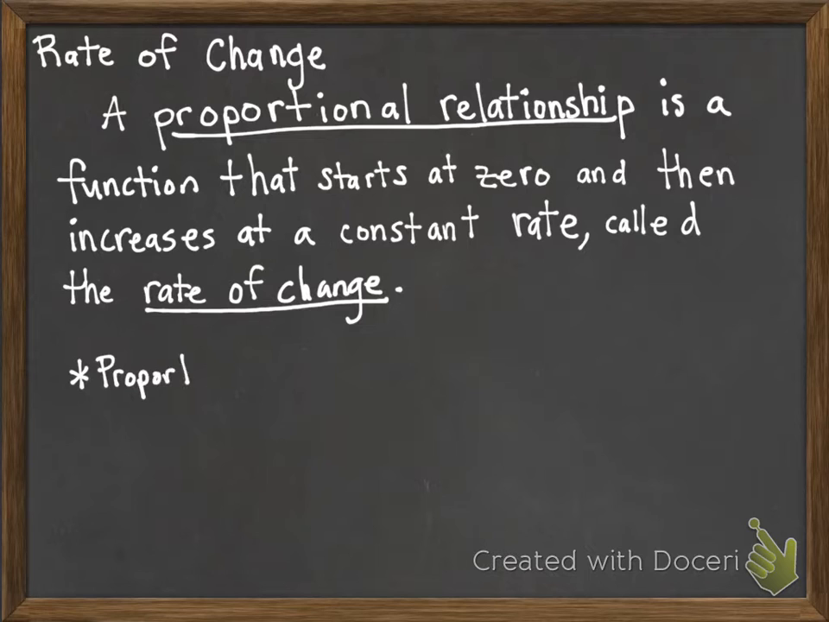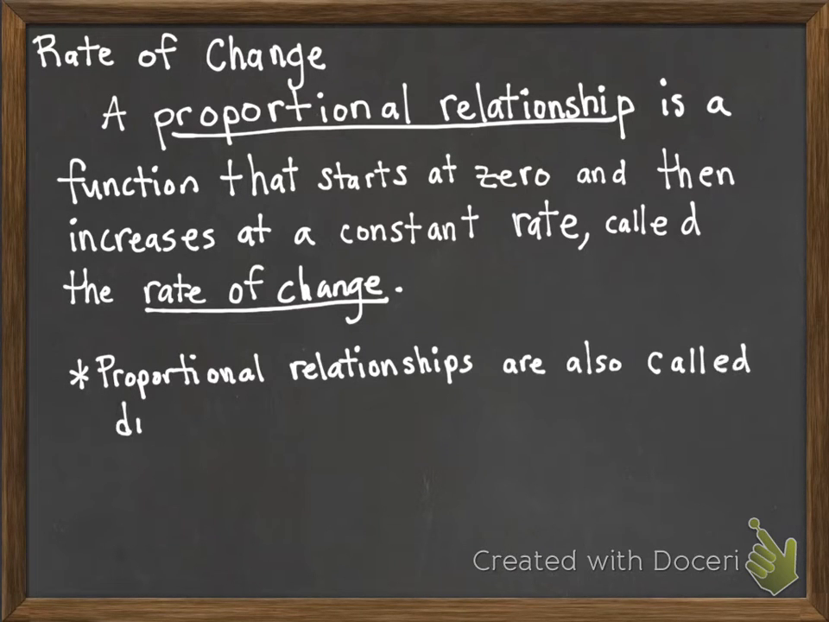We also call proportional relationships direct variation. So if you see either direct variation or proportional, you'll know that it's talking about something that starts at 0 and always goes up the same amount.